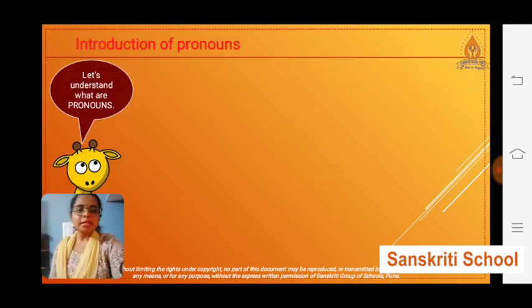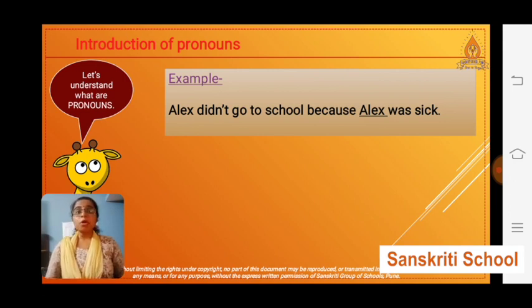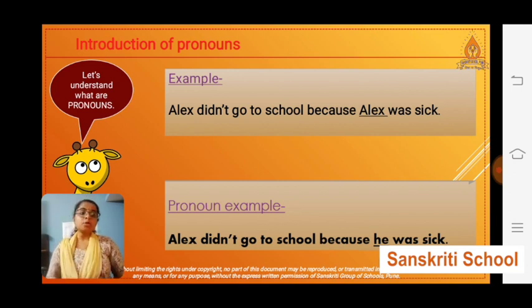So let's see what pronouns are with a few examples, okay? So here comes the first example. Alex didn't go to school because Alex was sick. Okay, here the sentence talks about Alex who couldn't go to school because Alex was sick. In this sentence, I am writing the noun Alex 2 times. It doesn't look good and it is tedious, right? So how can I change this? Well, let's see. Alex didn't go to school because he was sick. See, what did I do here? Instead of writing Alex again the second time, I have replaced it with the word he.